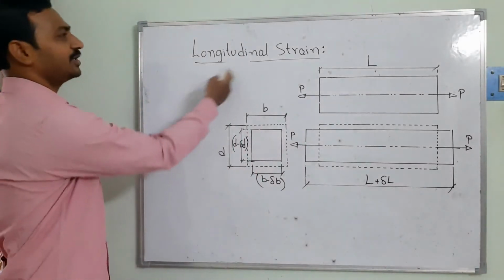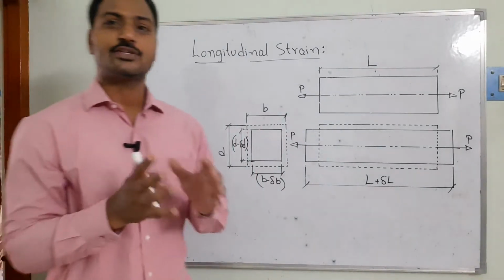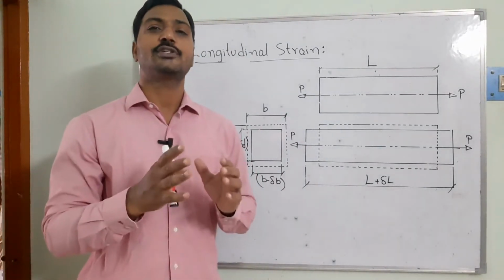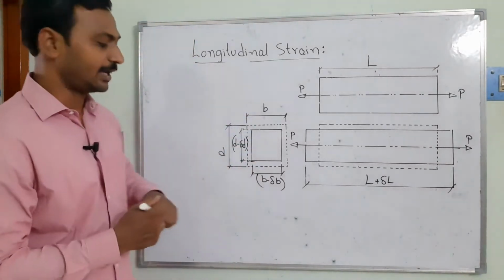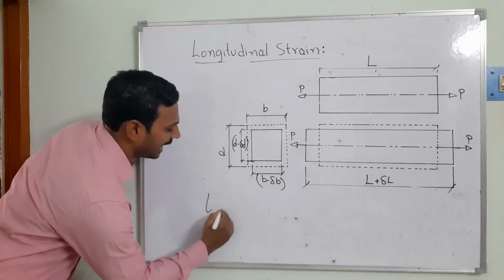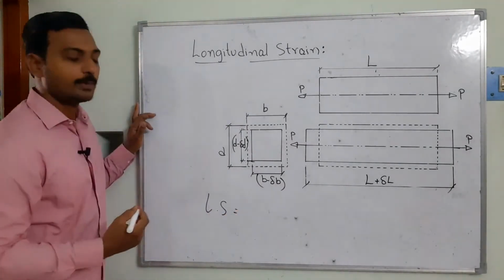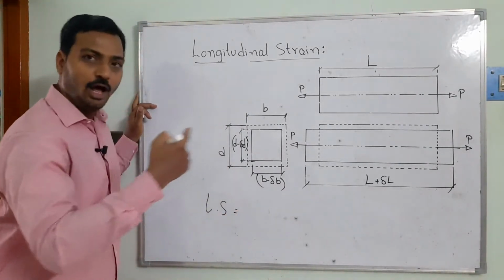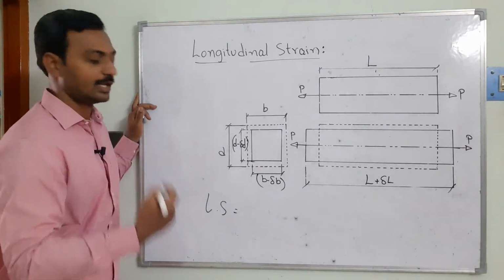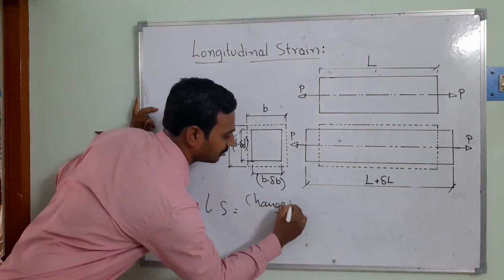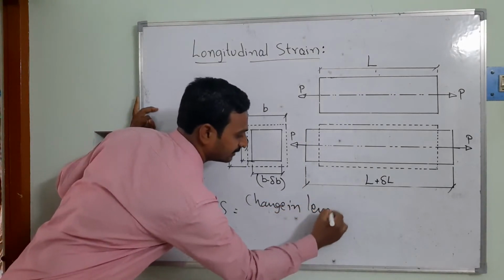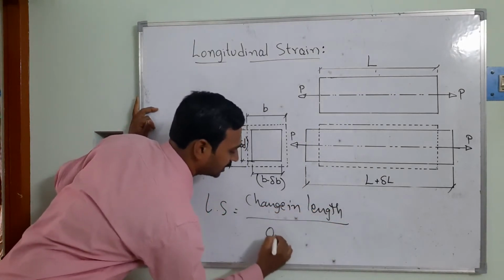So then what is the definition of the longitudinal strain? As we know, the strain is nothing but the change in dimension to the original dimension. Now we are specifically going with the longitudinal strain. So the longitudinal strain LS is equal to, what is the formula? Change in dimensions in the longitudinal direction to the original length. So that means change in length to original length.